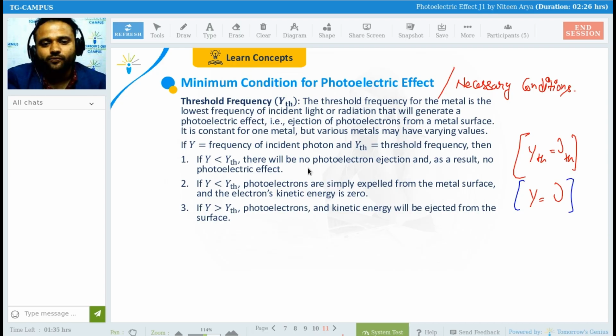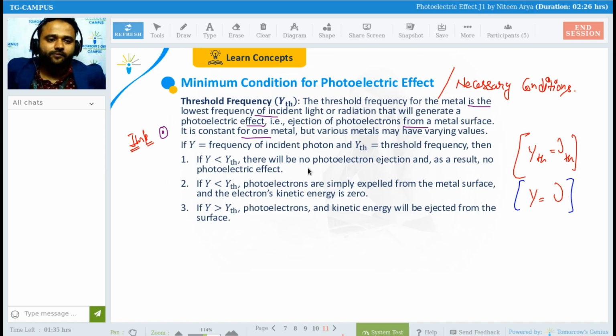So threshold frequency, this nu T h, the threshold frequency for the metal, is the lowest frequency of an incident light or radiation that will generate a photoelectric effect, that is, ejection of photoelectrons from a metal surface. It is constant for one metal. That is an important line. If you pick any particular metal, that is going to be fixed. It is not going to change.